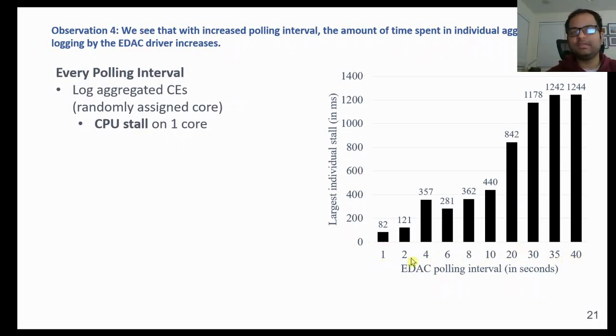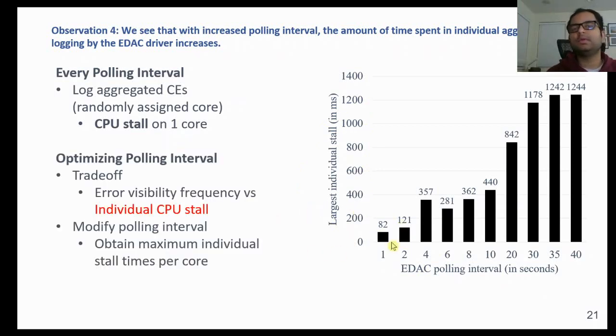seconds. And based on the different polling intervals, we are comparing what is the largest individual stall that we will see on one randomly assigned core, and try to understand what is the behavior of the polling interval versus the individual stall time.